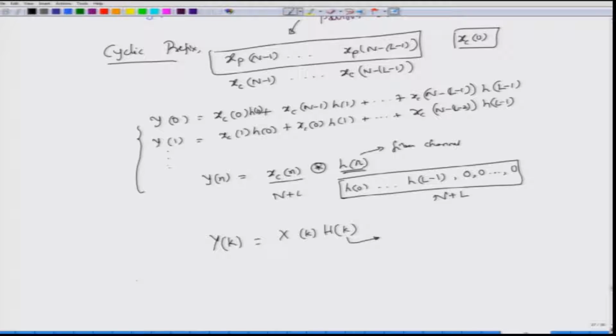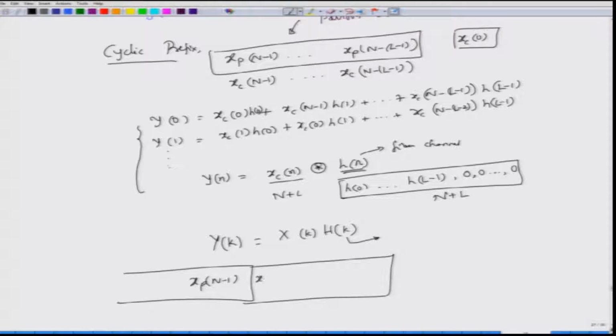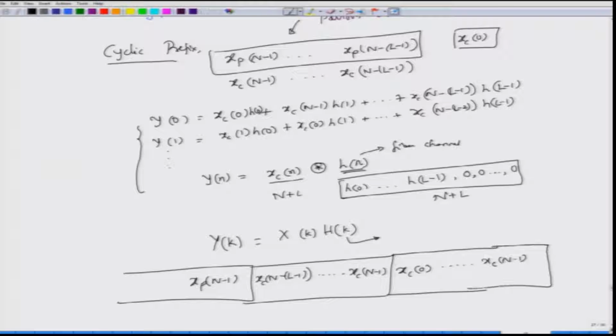Okay. So, the new structure that you get will be xp of n minus 1, this is the previous symbol, and then you have a sequence of L values over here, starting with x of n minus L minus 1 all the way up to xc of n minus 1, and then you have the current symbol itself, xc of 0 going all the way up to xc of n minus 1. So, this is the OFDM structure that you are now looking at. You have these as the symbol values. The length of this one is about n, and these are the complex sample values that we had actually transmitted after the IFFT operation.